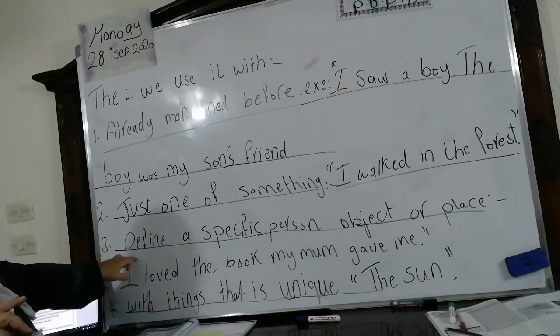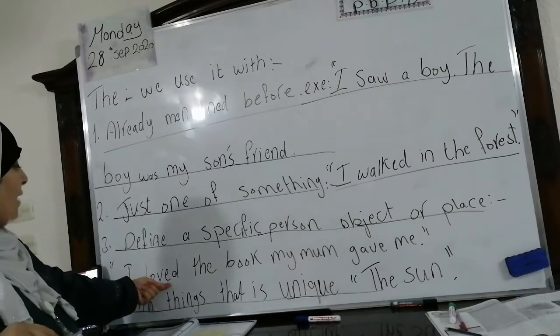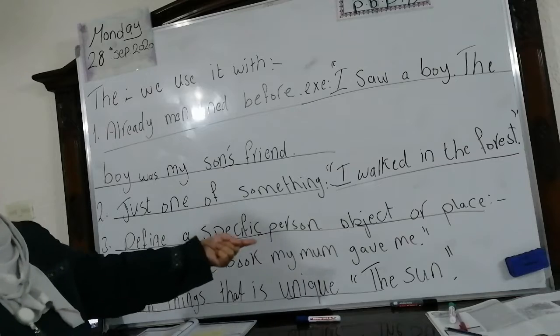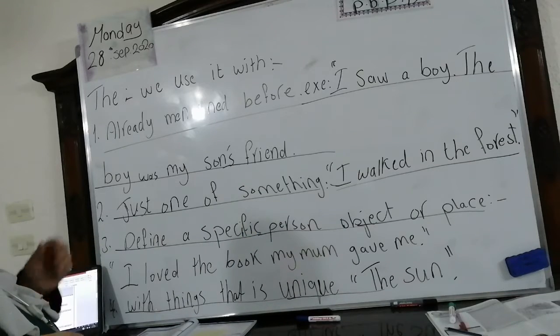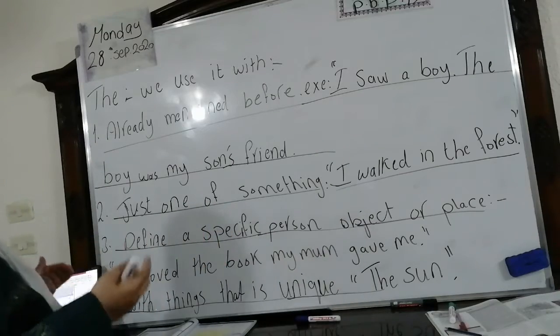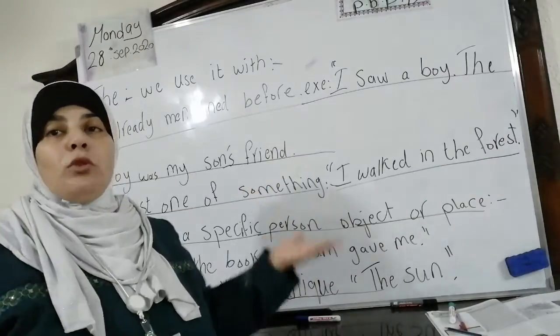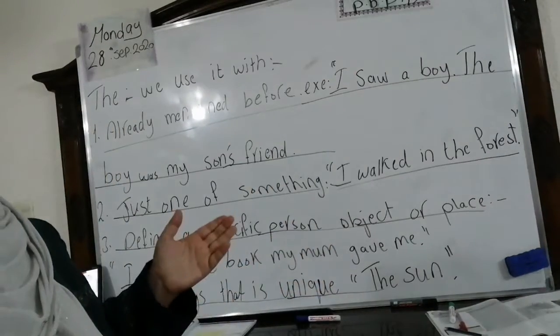Number 3, to define a specific person, object, or place. I loved the book my mom gave me, okay? Number 4, with things that are unique. What do you mean by unique? There is only one. For example, the sun, okay? The moon. Deal? Let's go to the next one.